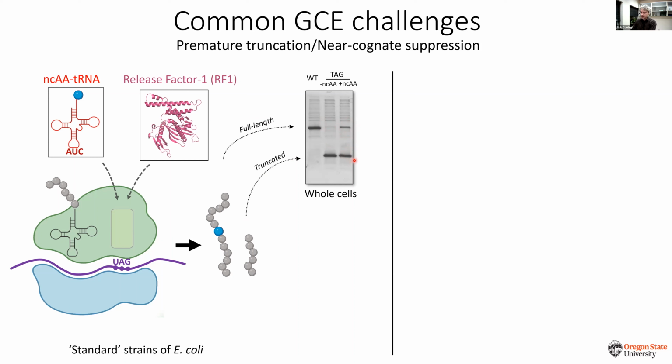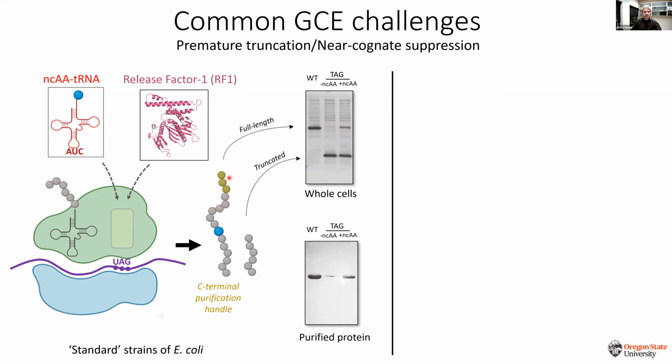And so to get around that, what is often done historically is we just append a C-terminal purification tag to our proteins, and that way we can purify out full-length protein, and in a sense we can just ignore the truncated protein. But this is sometimes a problem for people who recombinantly express proteins in E. coli. You can't always just express them with C-terminal purification tags, and so we wanted to make it more versatile than that.